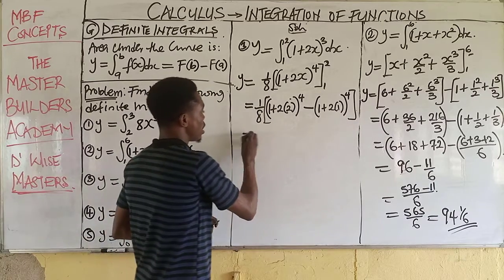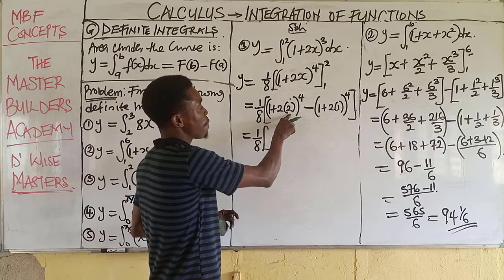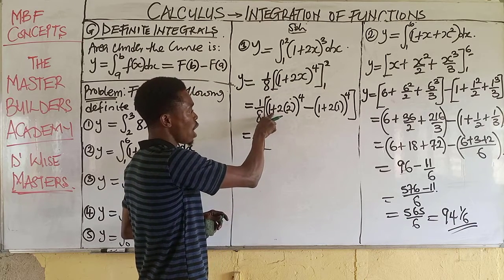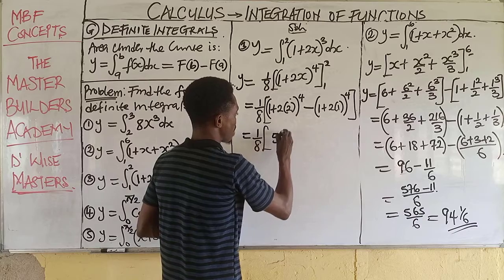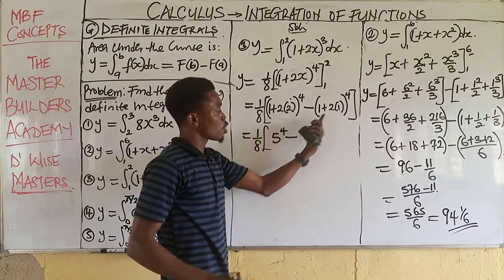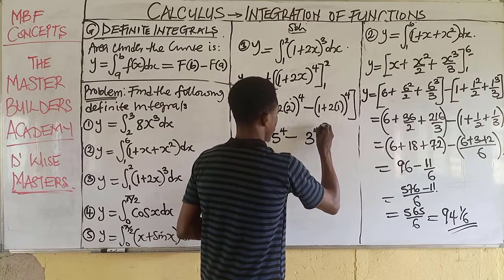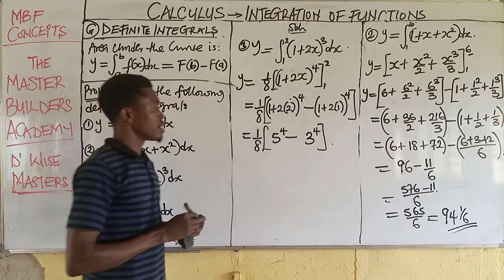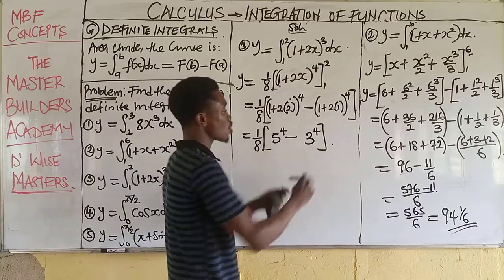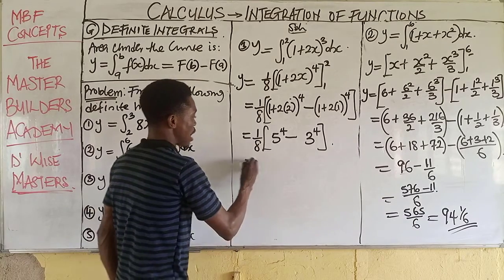Now we can simplify. This is 1 over 8. Now, 2 multiplied by 2 is 4, and 4 plus 1 is 5. So giving us 5 raised to the power of 4. Minus 2 multiplied by 1 is 2, and 2 plus 1 is 3. And this would have given us 3 raised to the power of 4. This is it. So we can use the difference of two squares here, we can decide to write this like this. So now let's solve it out.